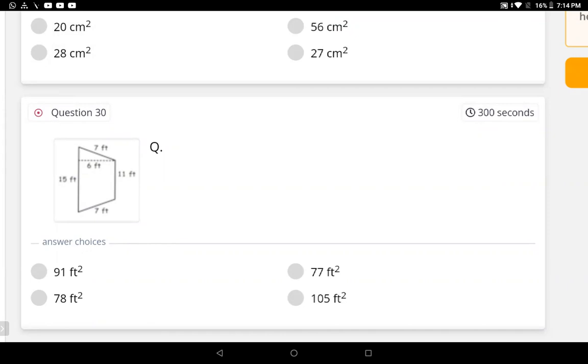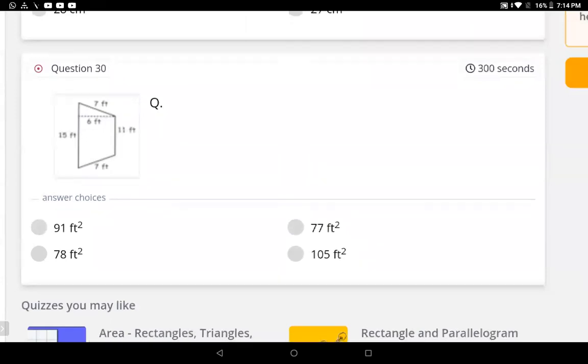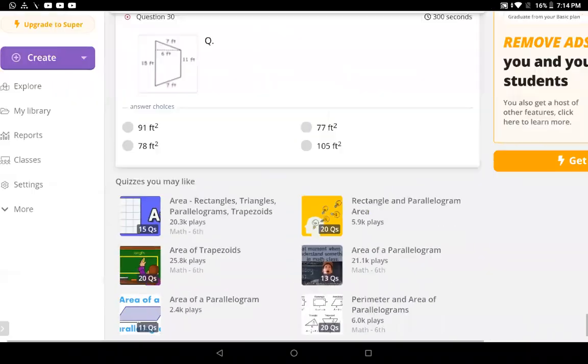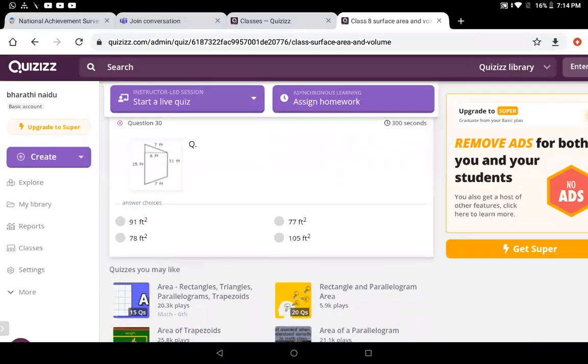So what is the formula? You know that half of h. Half of height into sum of parallel sides. Yes, the 15 plus 11. h is 6 multiplied with half. You just simplify, you will get the answer. That's about yesterday's test.